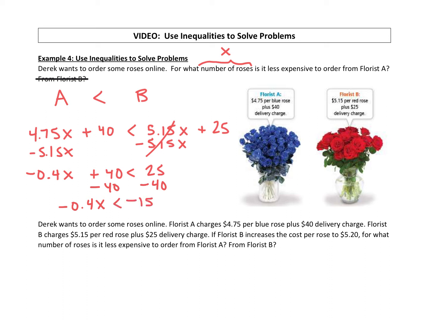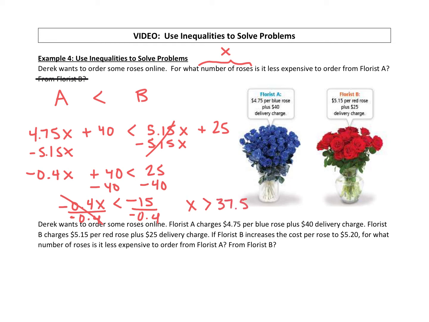All right, to get the x alone, we're going to divide both sides by negative 0.4. Ding, ding, ding. We are dividing both sides by a negative 0.4. That is going to flip your inequality. So when I write x, instead of saying is less than, we're going to say is greater than, and we get 37.5.